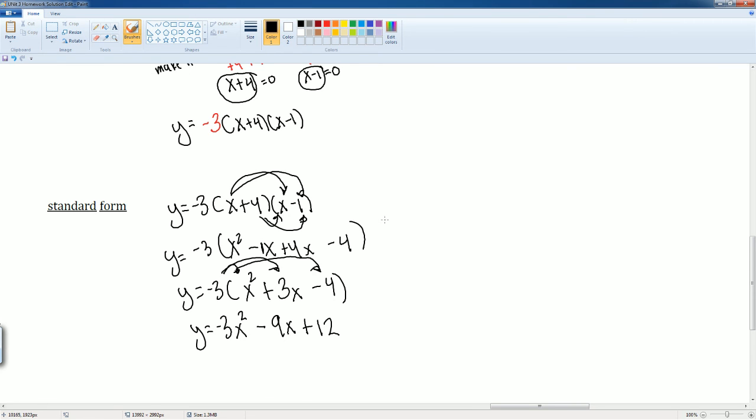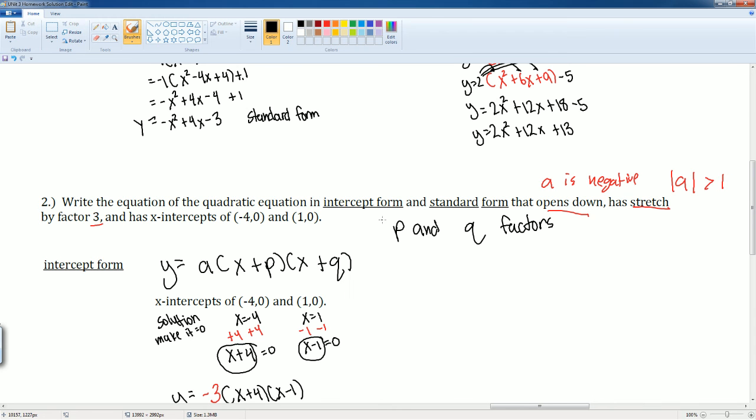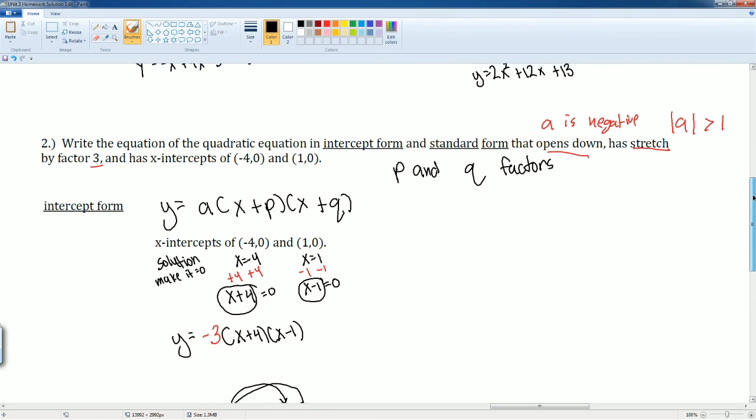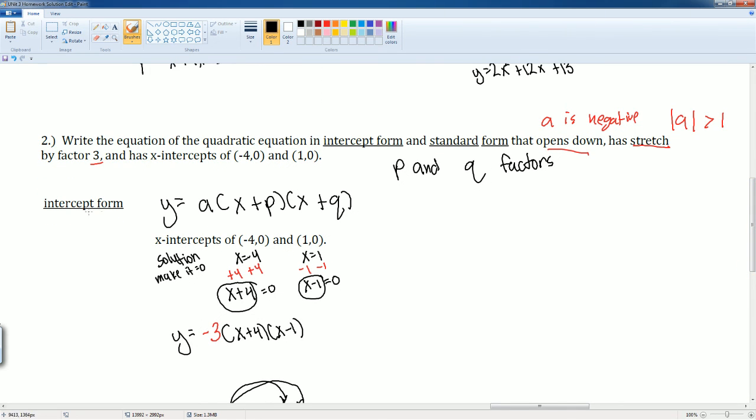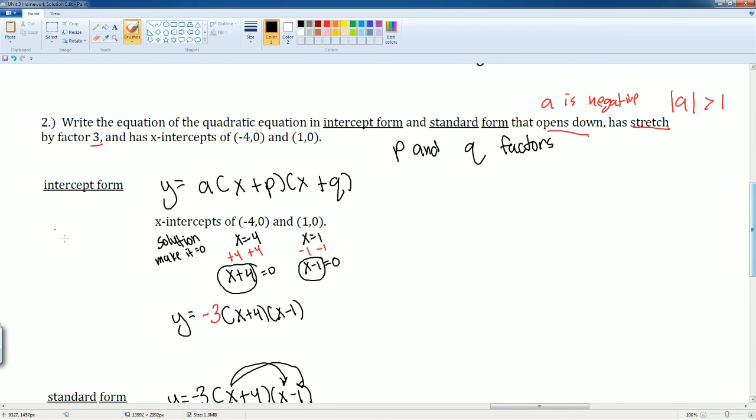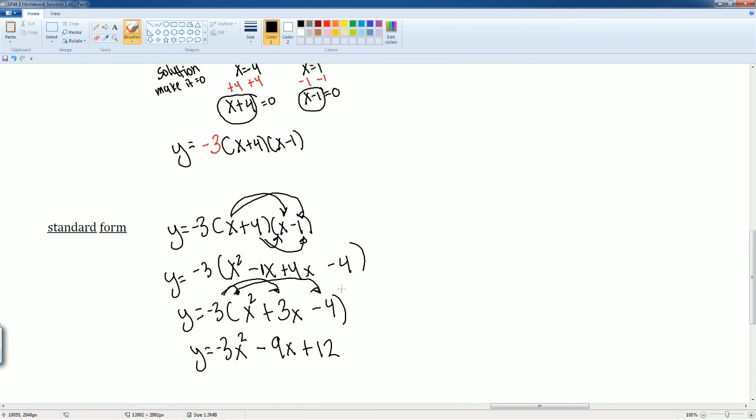So there you go. That is how we do it: we grab the information, put it into intercept form by grabbing the x-intercepts, getting them into solutions, then getting them into factors. Then we distribute to get it back into standard form. So there you go.